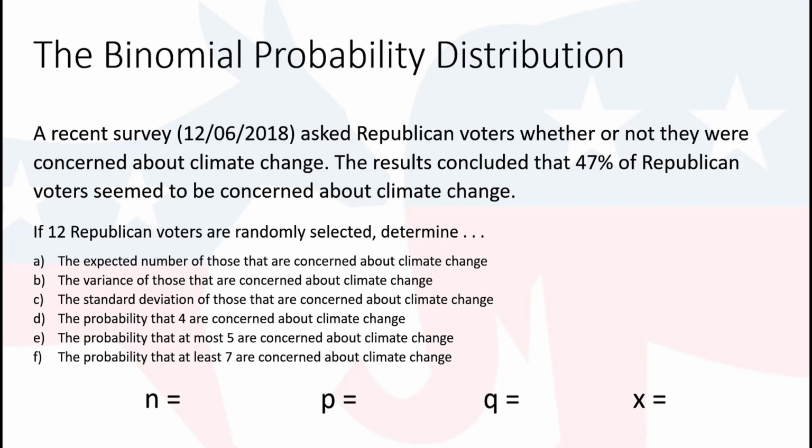So it wouldn't make sense to say that 13 of them were concerned about climate change. So again, for this particular problem, since we're only conducting 12 trials of this binomial experiment, it only makes sense that we can go up to 12. Let's go to spreadsheet mode.